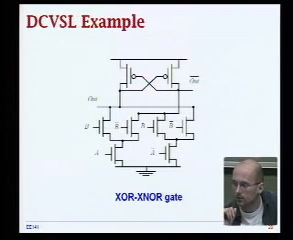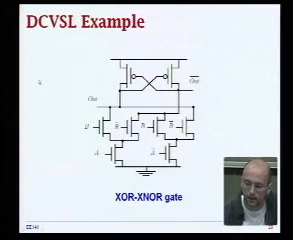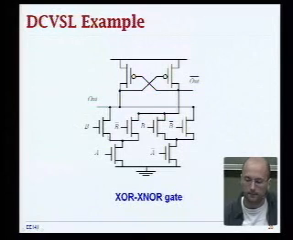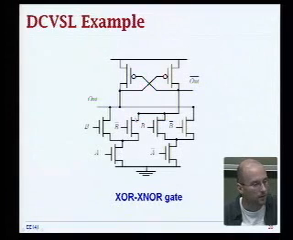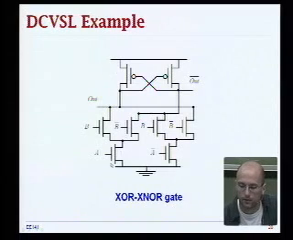Here's an XOR XNOR gate. So let's look at the output over here. You have that your XOR is equal to AB bar or A bar B. That's exclusive OR. It is equal to 1 when one and only one of the inputs is equal to 1. So that's shown here. So you basically have a stack of A, B bar over here or A bar B.